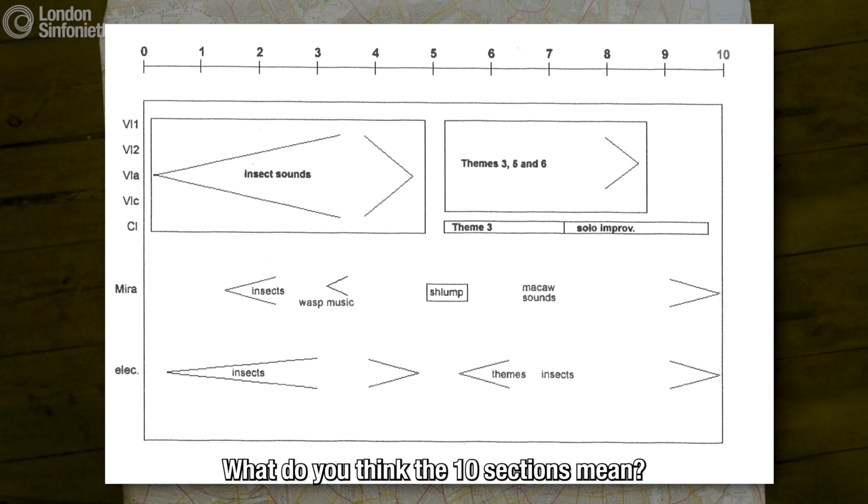What do you think the 10 sections mean? Is it seconds, minutes, or another amount of time to be agreed between the performers? Look at the arrows Mira has drawn on the page. In music, these are often instructions to get louder or quieter. Do you think that's what the composer wanted here? Or is there another part of the music that these symbols could relate to?